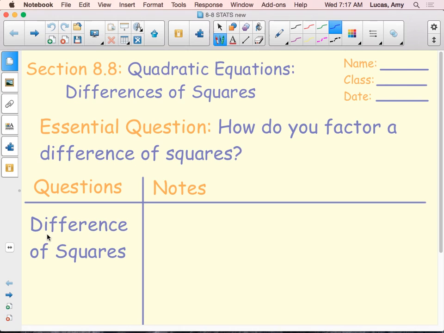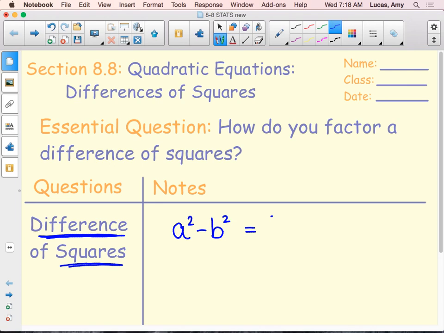A difference of squares. If I pick apart the meanings, the word difference means subtraction. And when something is a square, that means a number times itself or a variable times itself. Something times itself makes a perfect square. So we are going to have two things that are perfect squares subtracted from each other because it's a difference. So a difference of squares means a squared minus b squared.